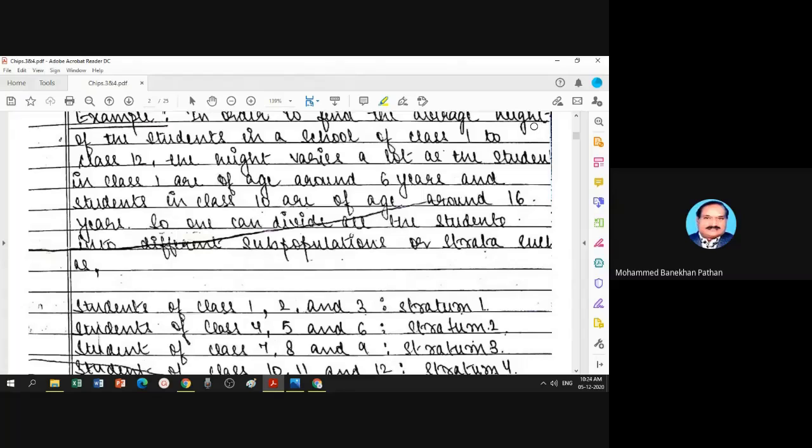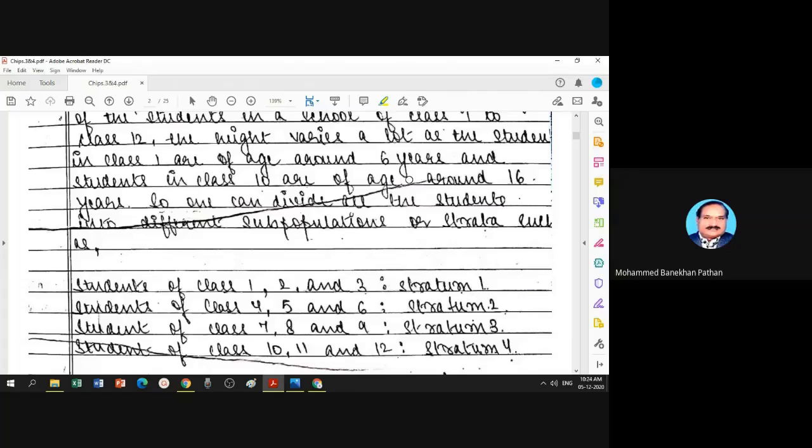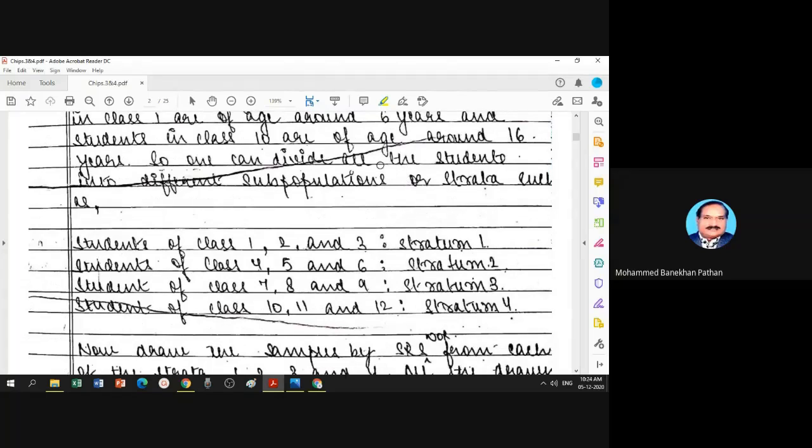So such population becomes a heterogeneous population. So there is a large variation. Our first task in statistics is to try to minimize the variation as far as possible. So we can minimize this variation by dividing the heterogeneous population into small parts labeled as subpopulations or strata.